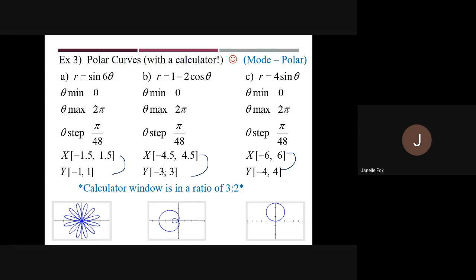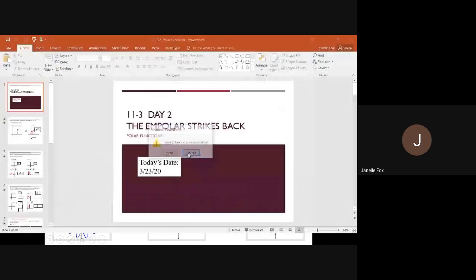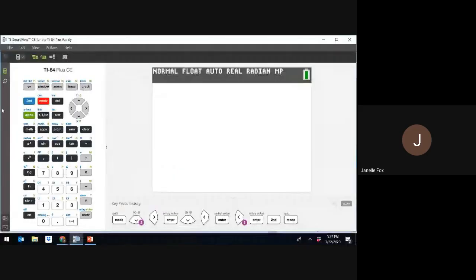4.5/3 simplifies to be 3/2. 1.5 to 1 simplifies to be 3/2. So let me get out of here really quick, and we are going to grab up this calculator. Okay, so you can still see what I'm seeing. So let's go ahead and change the mode.